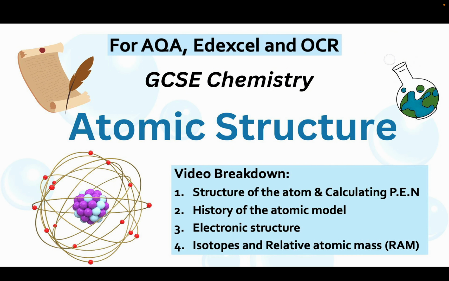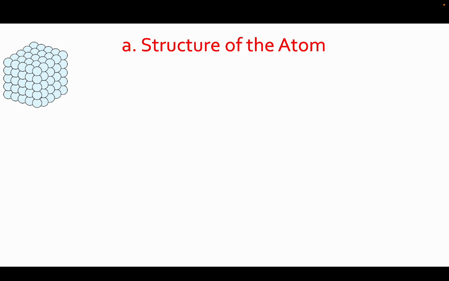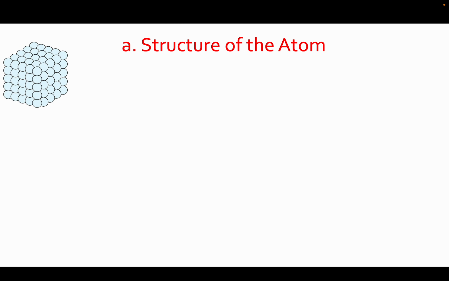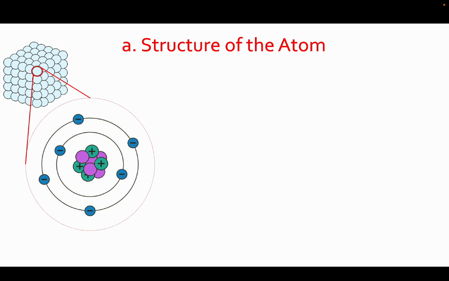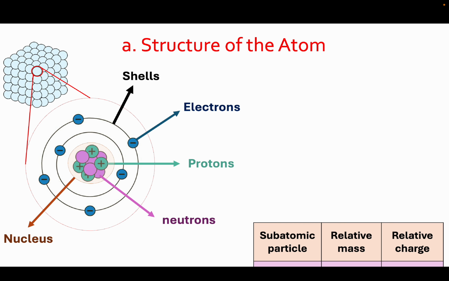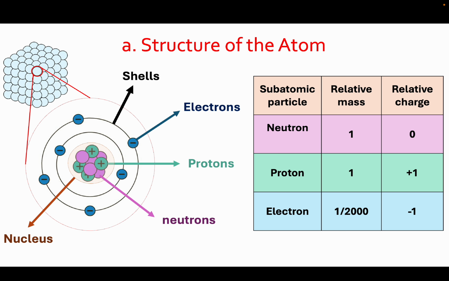So let's begin. Elements are made up of one type of atom. An atom is the smallest particle in an element, and it contains all the properties of that element. If I was to zoom in and look at the structure of the atom, I would firstly see that this central part in the middle is called a nucleus. Inside the nucleus, we have protons and neutrons, and orbiting in these things called shells, we have electrons. These are your three subatomic particles: neutron, proton, electron.